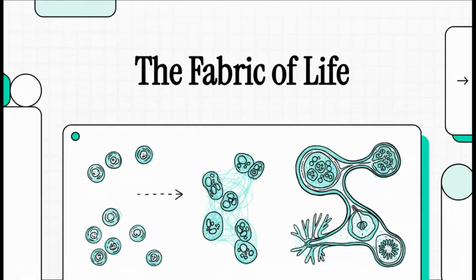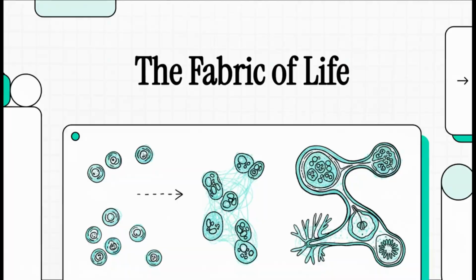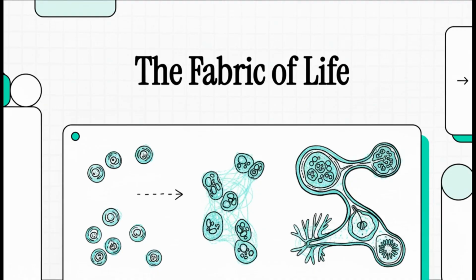So we've got structure, covering, and movement. But how do you coordinate all of that? You need a communications network, and that is nervous tissue. Think of it as the body's high-speed internet. It's made up of nerve cells, or neurons, that transmit electrical signals between your brain, your spinal cord, and the rest of your body. It's the command and control system that lets the whole organism act as one.